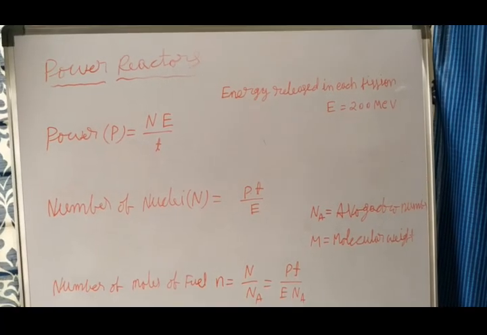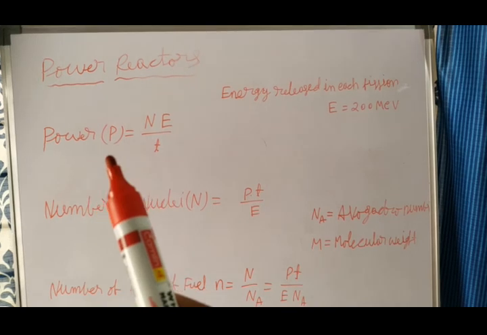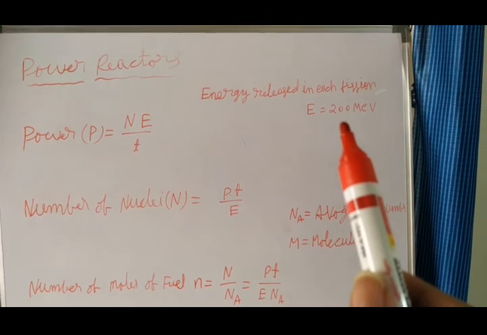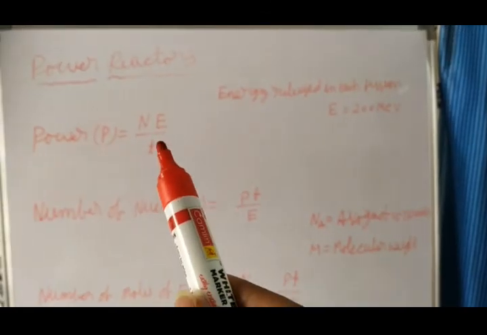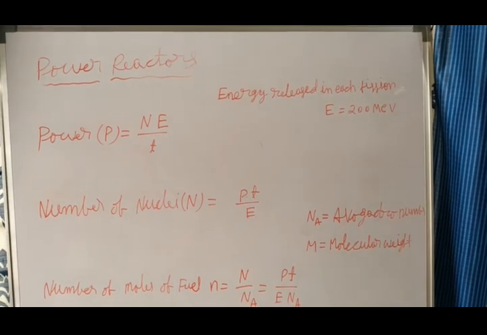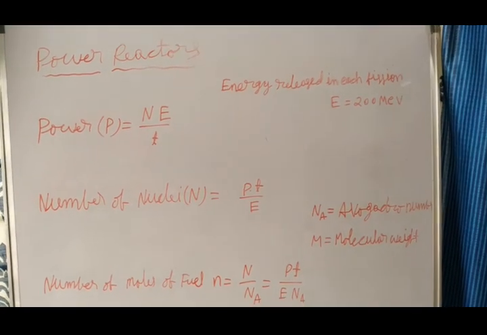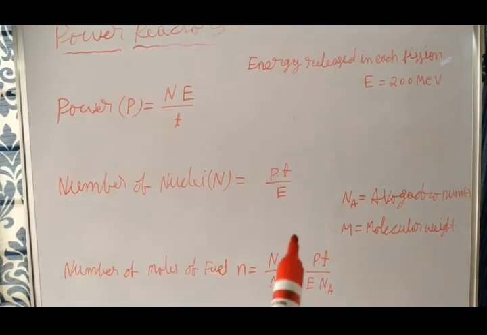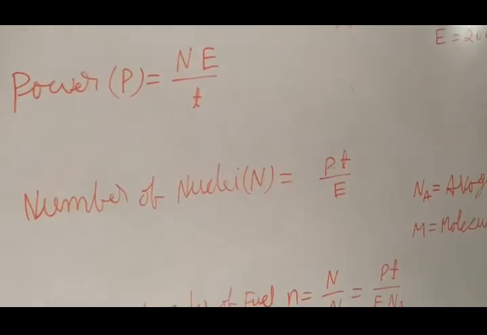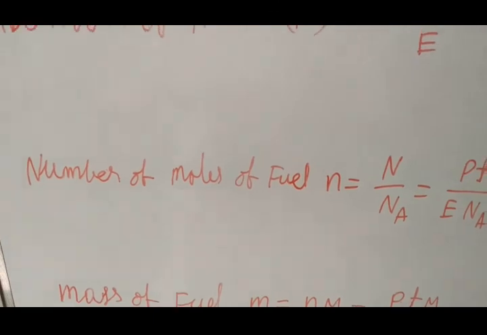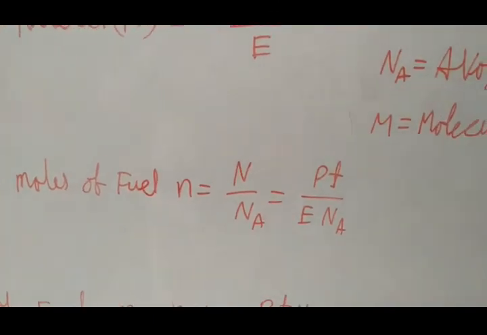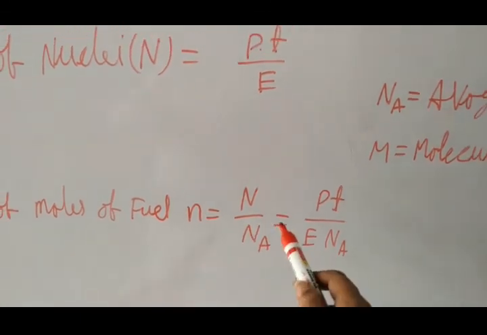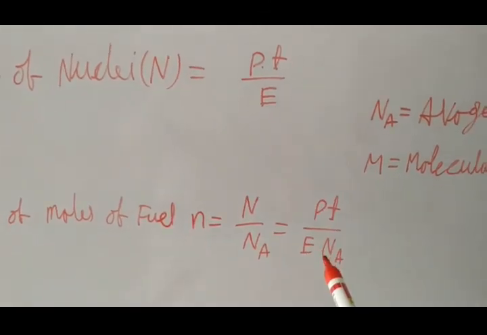Power generated by using power reactors is P equal to N E by T, where E is the energy released in each fission process, approximately 200 MeV, N is the number of fissions, and T is the time taken. From this equation, the number of fissions N is equal to P into T by E. If we know the number of fissions, from that we can calculate how many moles of the fuel are required. The number of moles, small n, is equal to the number of fissions by Avogadro number. So substitute the N value here.